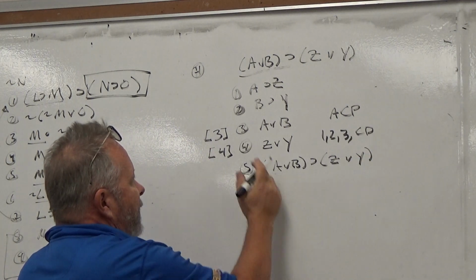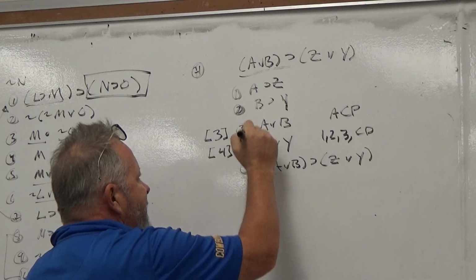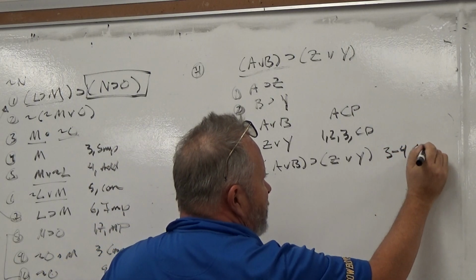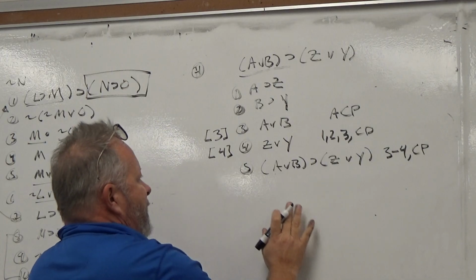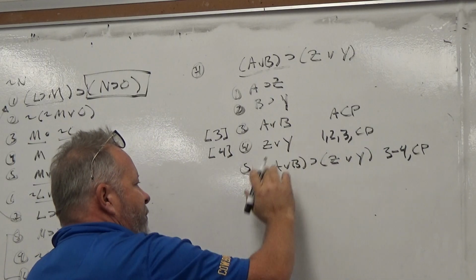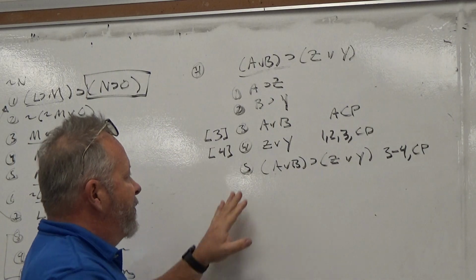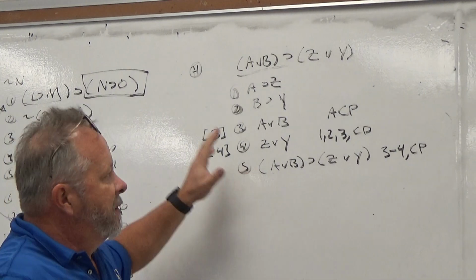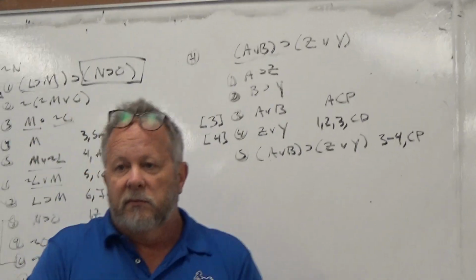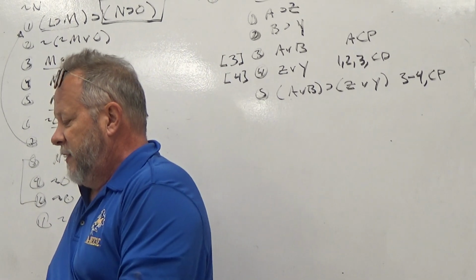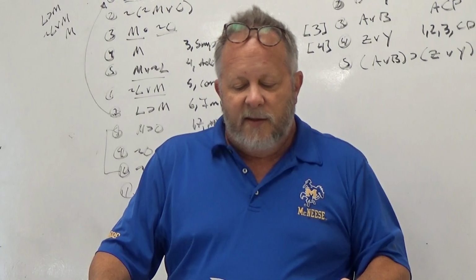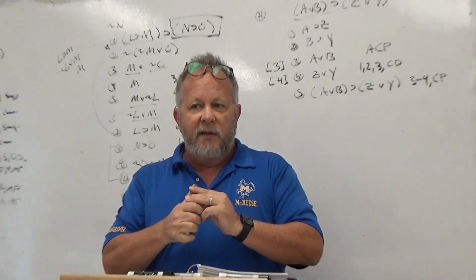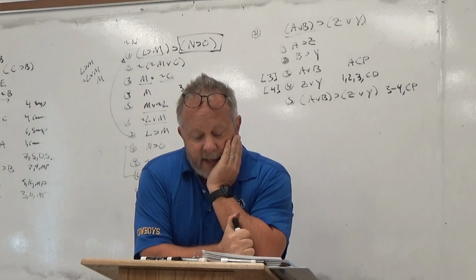What's our proof? Go look up here, look at lines 3 and 4. Look at lines 3 through 4 as a conditional proof. So this proves that. And so this one does not rest on an assumption. Does everybody understand that? And we're done. Okay. If you want, I can do it the arduous way, but I don't think you want that. Okay.